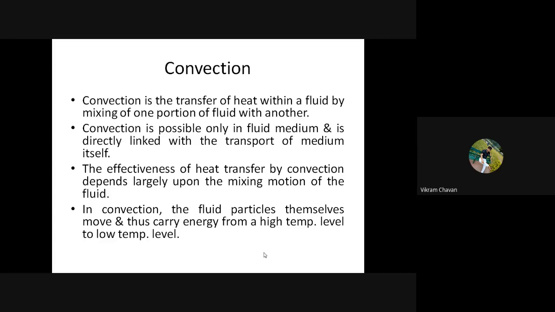Convection also happens because of the mixing of a fluid. If a hot fluid is mixed with a cold fluid, the heat transfer from the hot fluid to the cold fluid is also considered convection heat transfer. So convection is the transfer of heat within a fluid by mixing of one portion of a fluid with another.